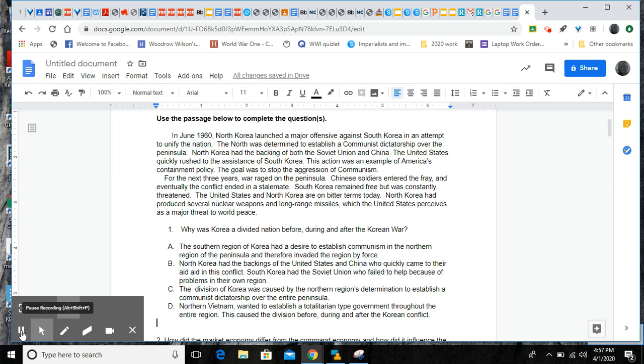Number one is a little tricky because the answer choices have two answers that are actually correct. Your decision is to choose the best one or the one that's more detailed. Pause, read the passage, read the answer choices, choose the correct answer.